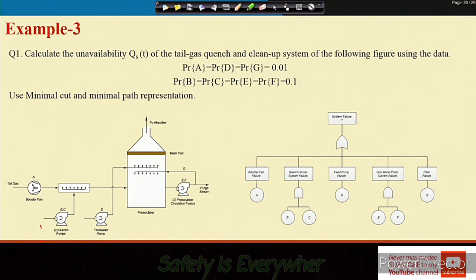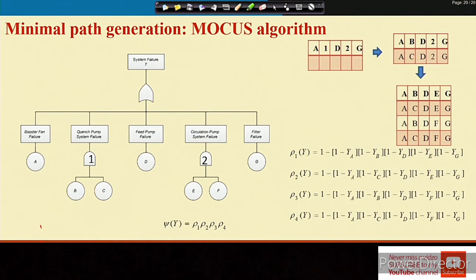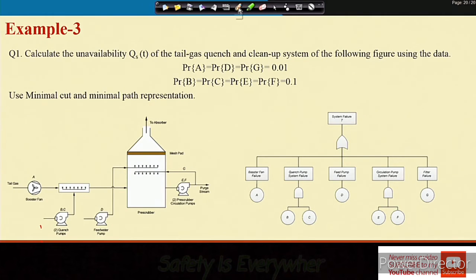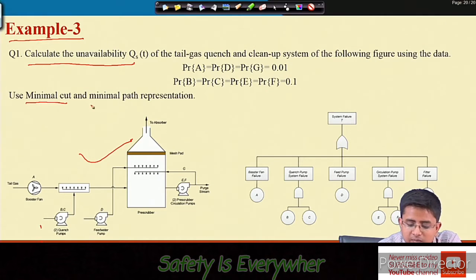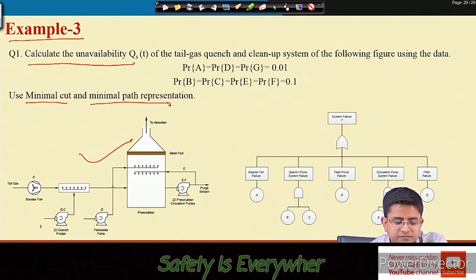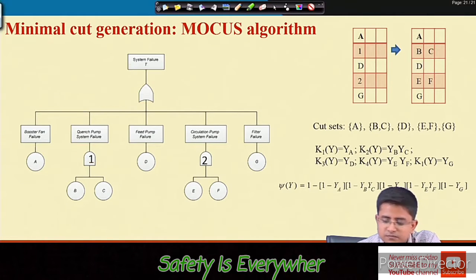So, now I will show you the third example. Calculate the unavailability of this system, and now we have to use minimal cut and minimal path representation. So, again this is the fault tree. So, how to calculate the minimal cut and minimal path? So, you can see that this is my fault tree.